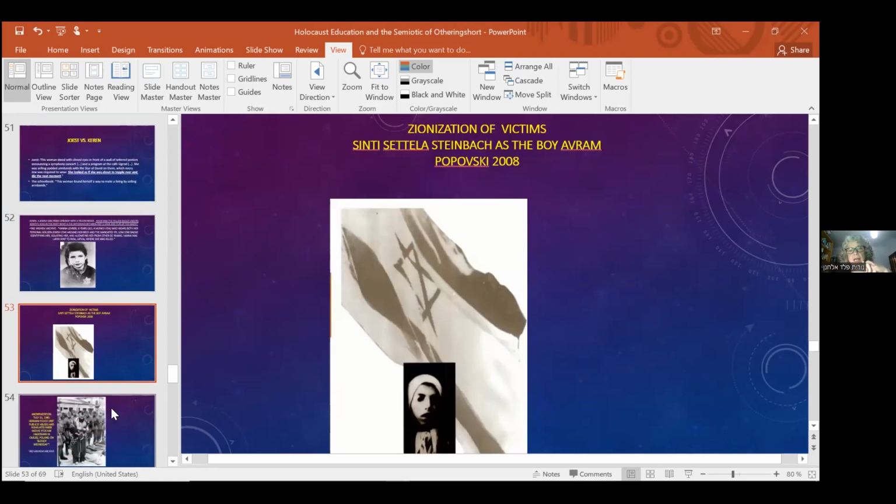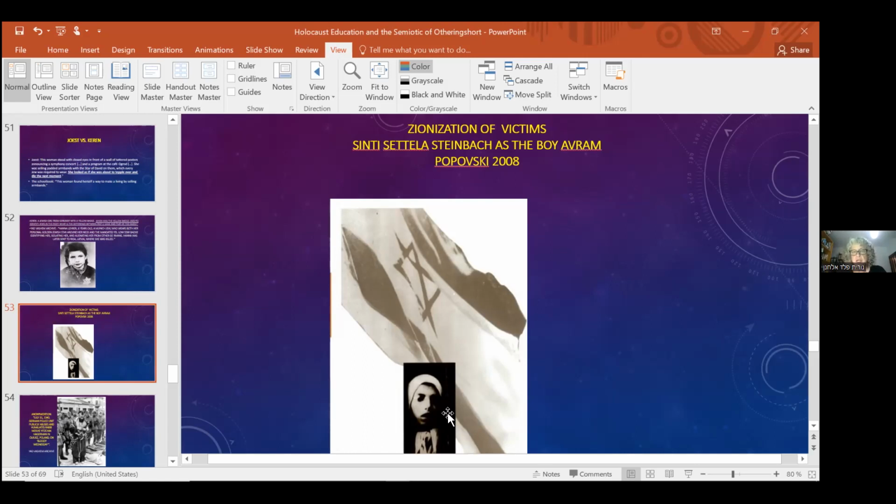Zionization of victims. In this book, the Shoah is told by poems and stories. And one of the poems is called The Boy Avram. The boy Avram comes back from the extermination camp, comes home to find his whole family slaughtered. The book dedicates 5 pages to the poem, and on every page we see this face. I don't know if you know this picture, it's very known, of a Sinti girl by the name of Stella Steinbach, who looks through the opening of the wagon that led her and her family to extermination.